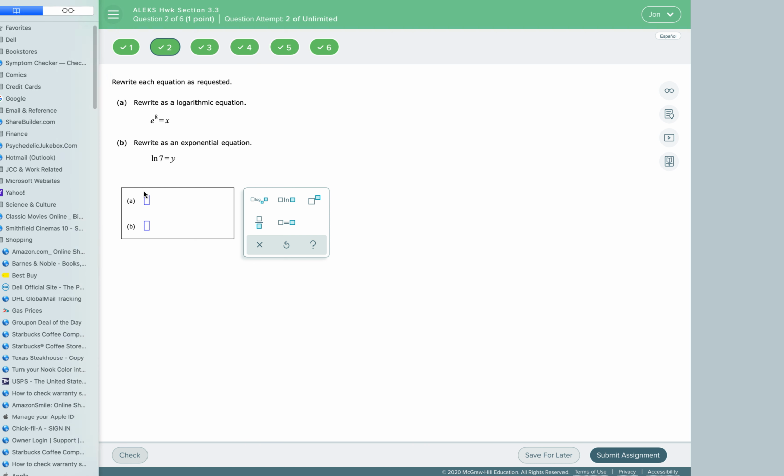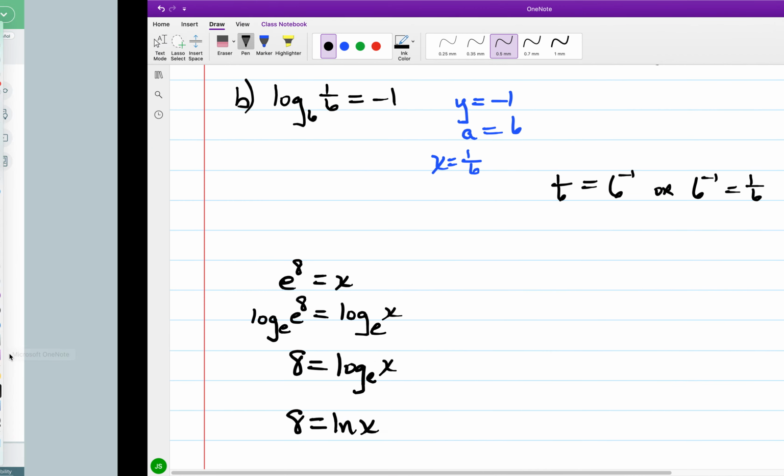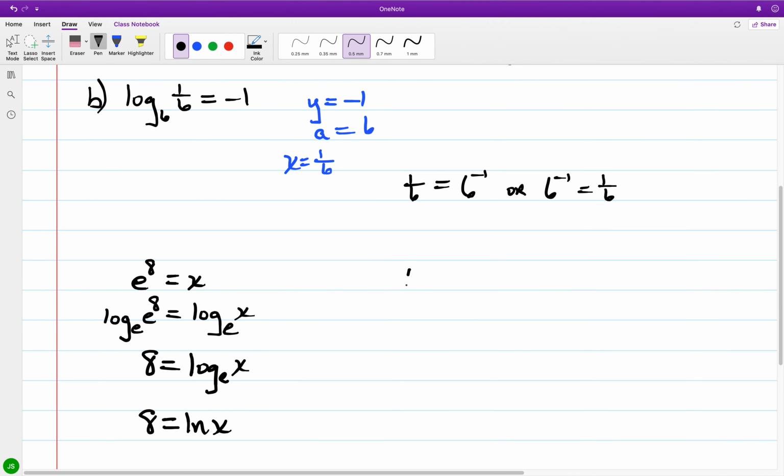So filling in, we have the natural logarithm of x is equal to 8. Now, in the case of the natural logarithm of 7 being equal to y, the natural logarithm of 7 is going to be a base e logarithm. And to get rid of the base e logarithm, I'm going to take the exponential base that matches.